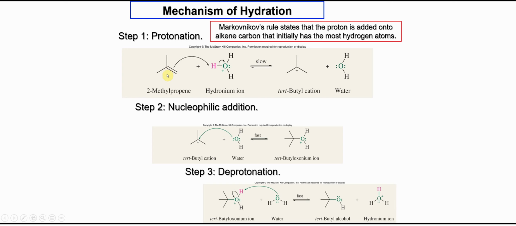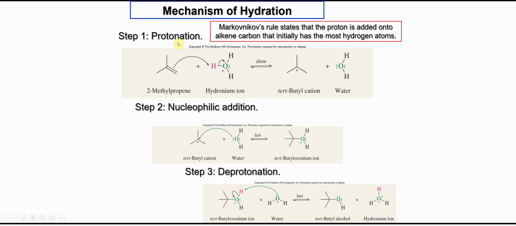The first step is called protonation. The second step we call nucleophilic addition, of what we're going to show you. The third step is called deprotonation. So you are going to produce tert-butyl alcohol. Again, the alcohol is going to be added to this second carbon.